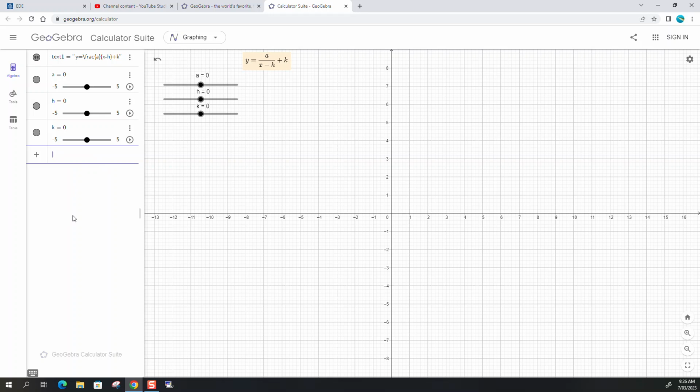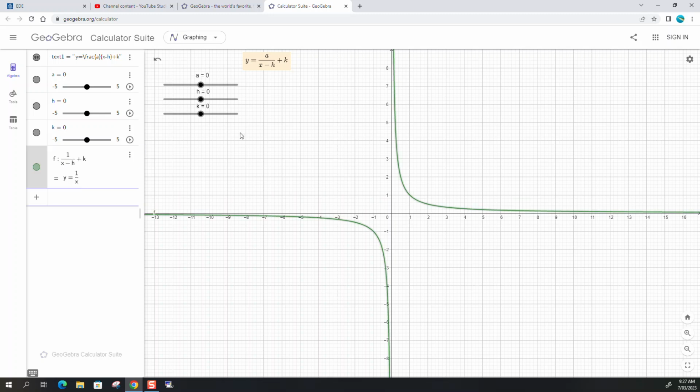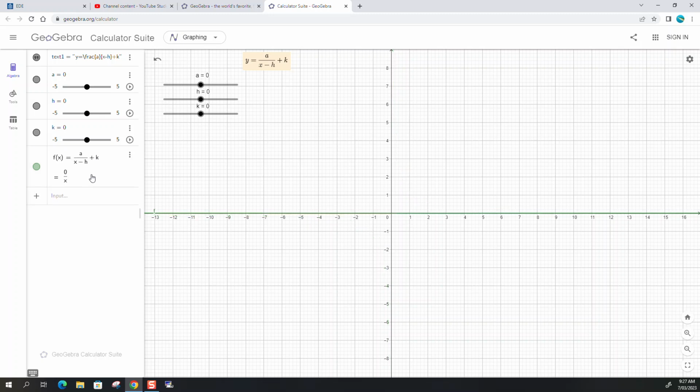Now to do my hyperbola. I'll literally be entering this equation: y equals a over x take h, plus k. I typed in y instead of a. That's better. Now with the sliders set the way they are, it's not much of an equation, it's really just the graph of 0. So I'll set the value of a equal to 1.